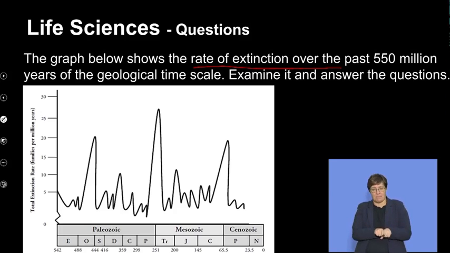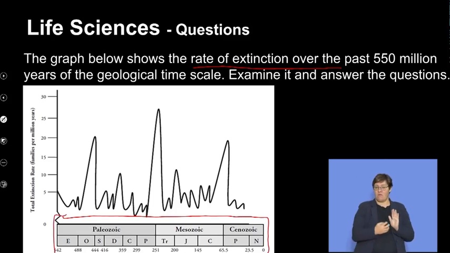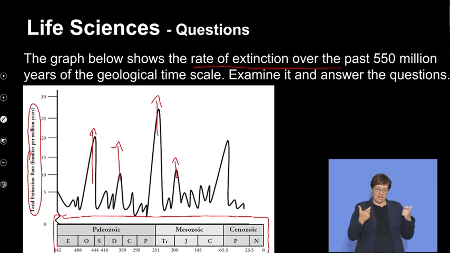So it's also got the geological time scale along the bottom, but this time it's a graph, and the graph shows the rate of extinction. In other words, how many families became extinct. And if we have a look, there are peaks in the extinction rate, and these peaks obviously correlate with our mass extinctions, because that's the definition of a mass extinction: many species become extinct at the same time.